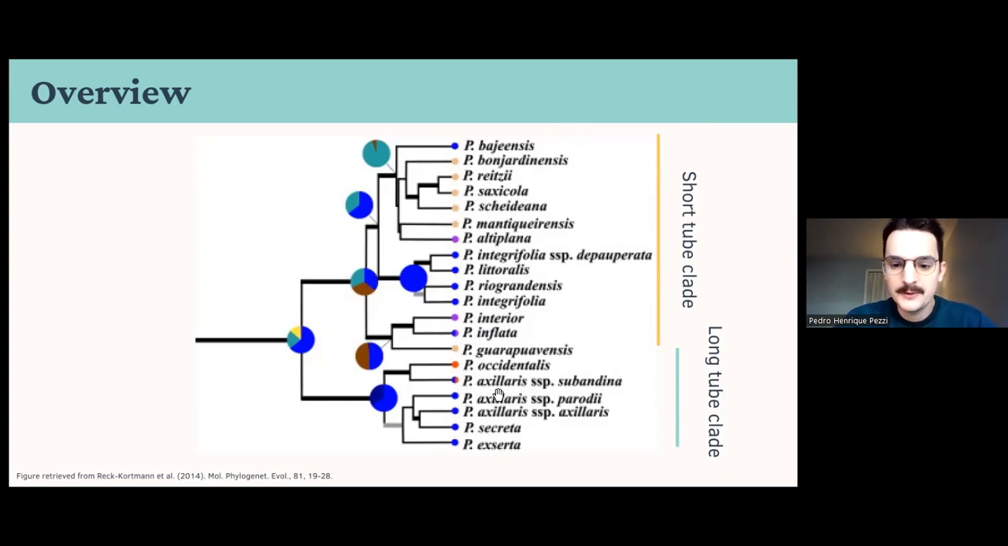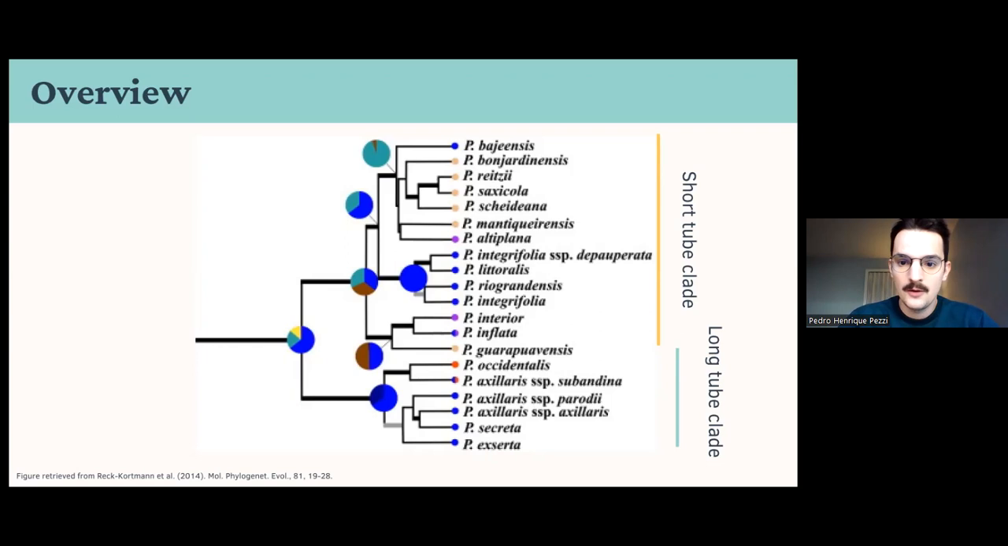Here we have Petunia axillaris, which has three subspecies, and they are pollinated by moths and are white. We also have Petunia secreta, a purple species pollinated by bees, and Petunia exserta, a red species pollinated by hummingbirds.